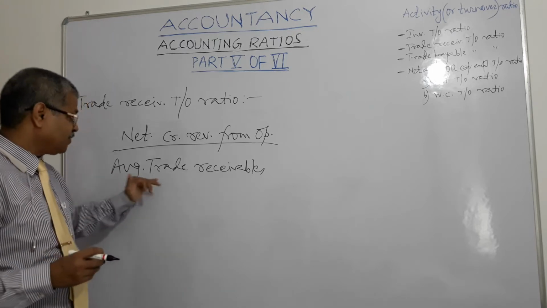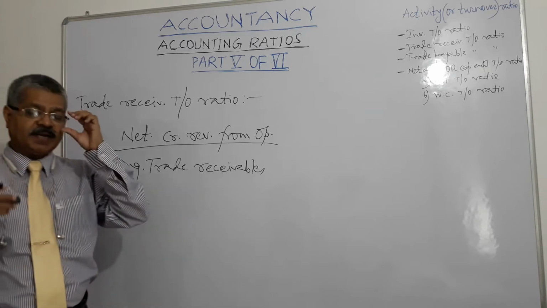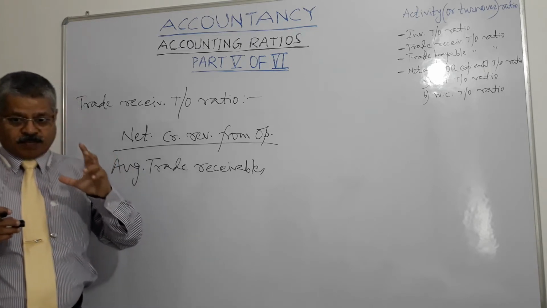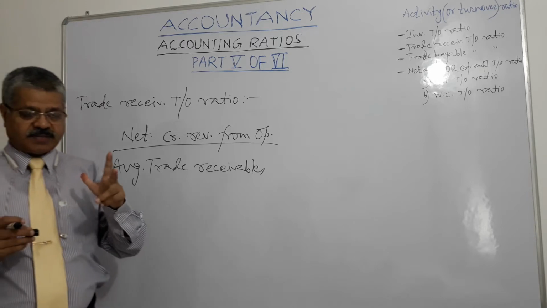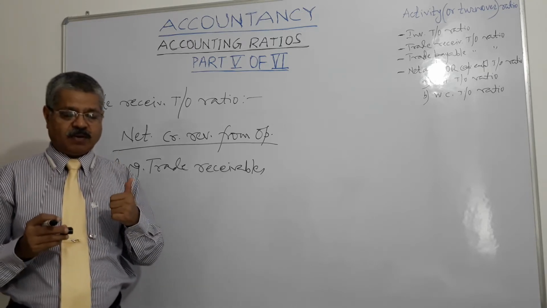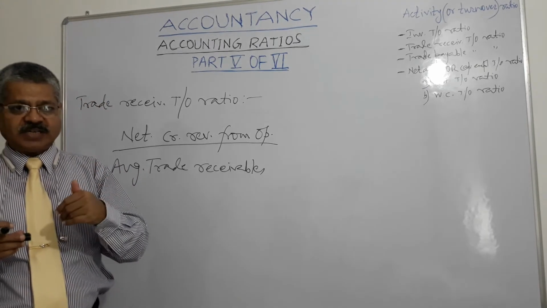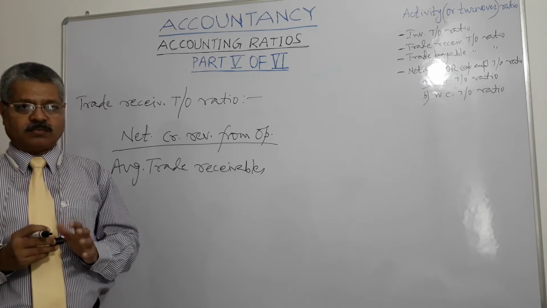So what are average trade receivables? It's very simple, the arithmetical average: opening debtors and bills receivable plus closing debtors and bills receivable divided by 2, right?